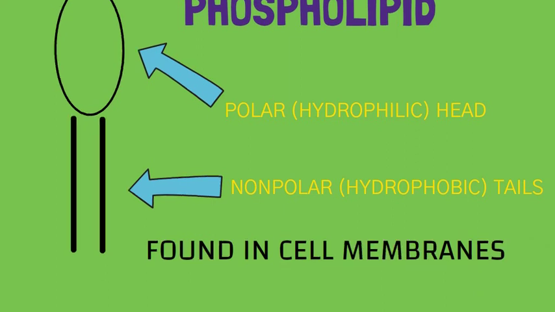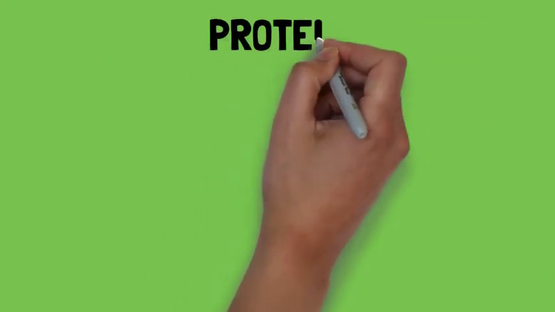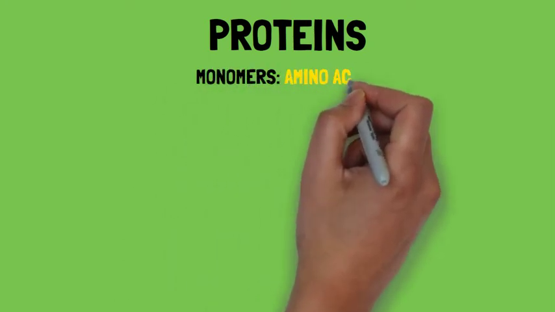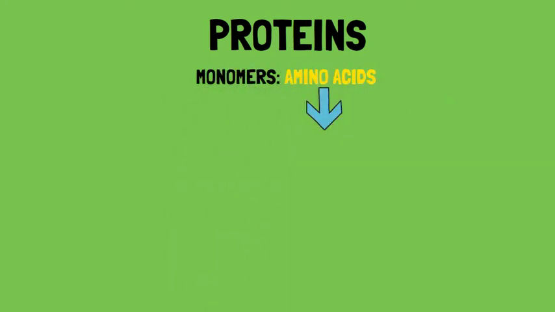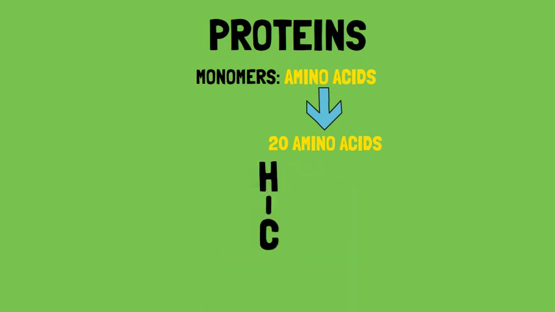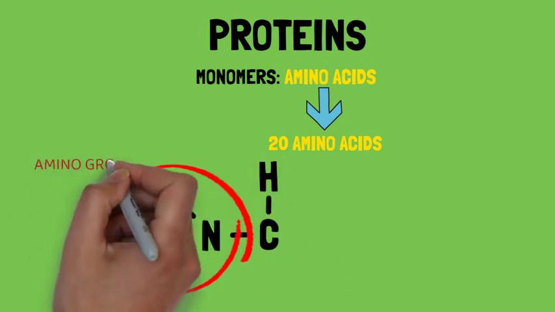The next macromolecule we will be talking about is proteins. Proteins are made up of smaller monomers called amino acids. There are 20 different types of amino acids, and each one has a similar structure. There is a central carbon in the middle bonded to a hydrogen. On the left, there is a nitrogen bonded to 2 hydrogens, making it an amino group.